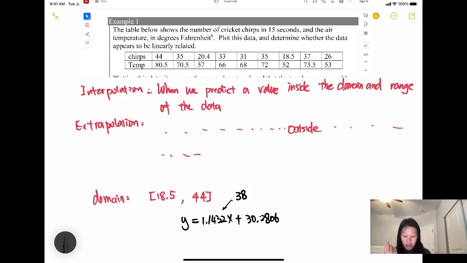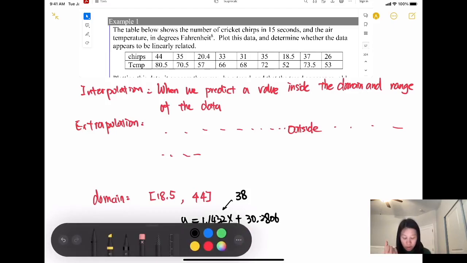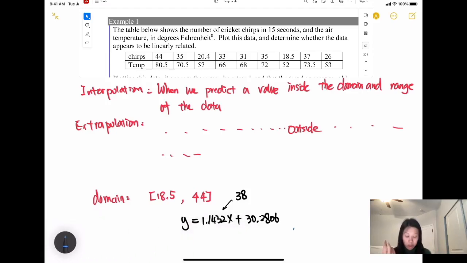So what is extrapolation? Extrapolation is when we're trying to predict something that is outside of the range. So somehow we want to know the temperature if the cricket chirps 10 times in 10 seconds. What would be the temperature? This is outside of the domain, right? So this we call extrapolation.